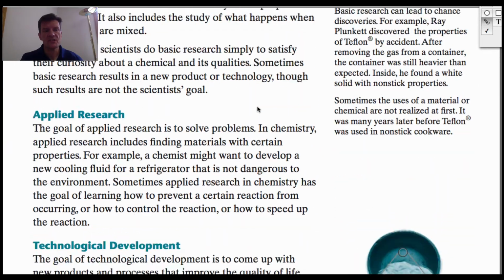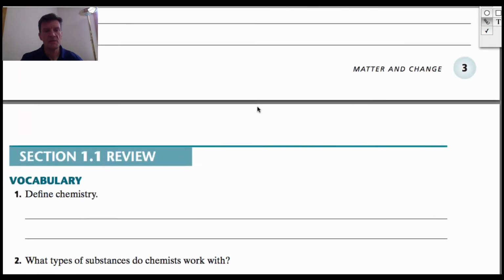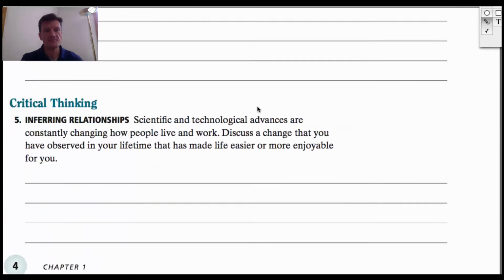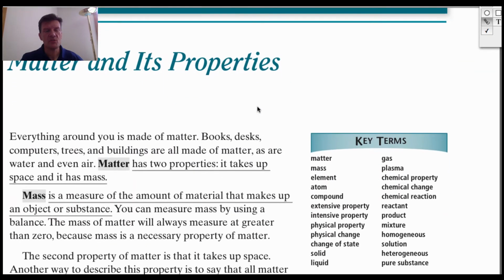We're going to just skip over all of this here. We're not going to be responsible for that. But let's jump into 1.2 now, and let's focus on what matter is, since that's what we're going to be talking about. Let's look at what type of properties we're going to be examining.